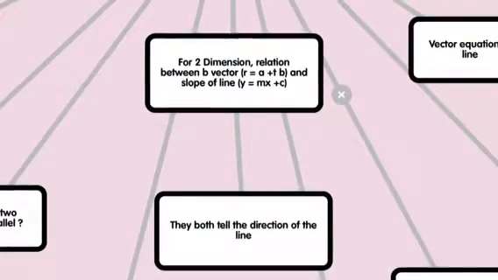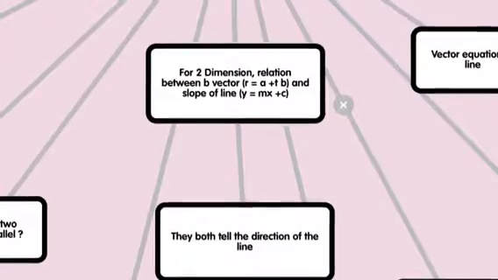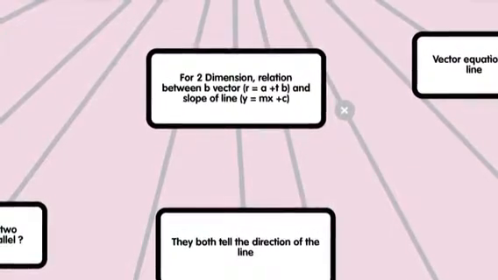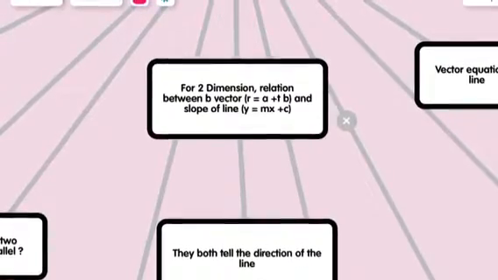The relation between the vector b in the vector equation of a line and the slope of a line in the equation of a line is that they both tell the direction of the line.